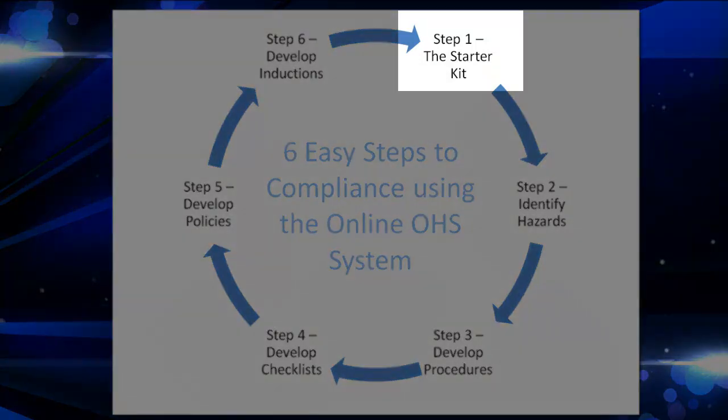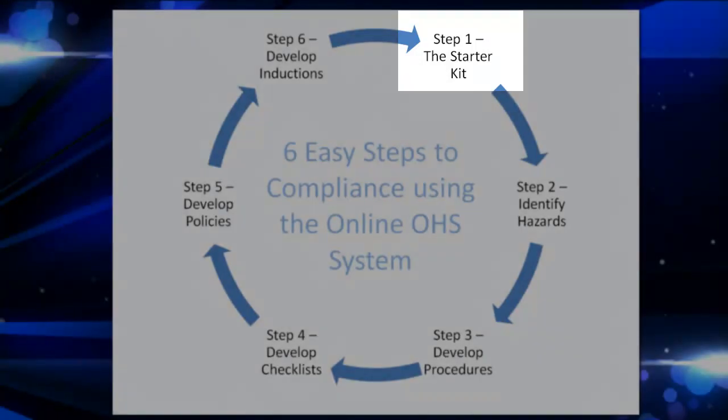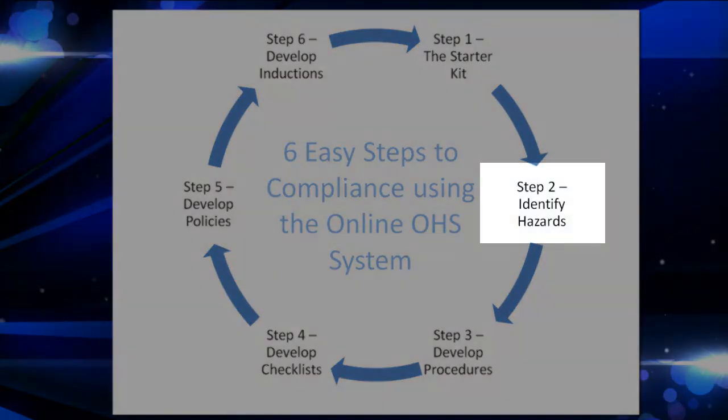Step 1 is the starter kit. This is where you enter the basic data into the system, which lays the foundation for compliance. Step 2 is identifying hazards. The first place to start identifying hazards is the activities, chemicals and plant equipment you have entered during the starter kit process.